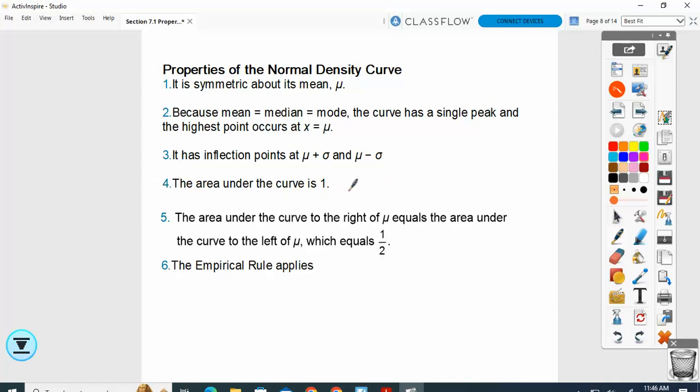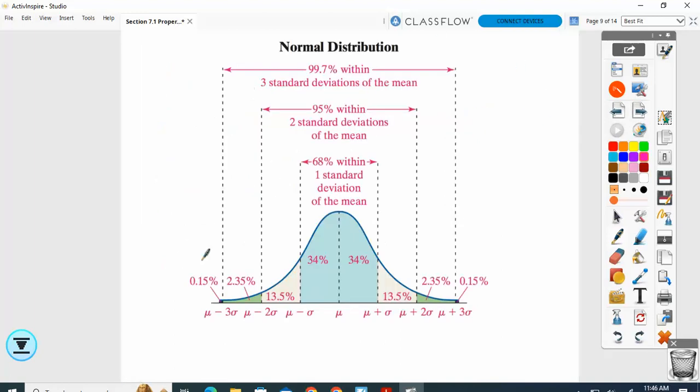The total area under the curve is 1, half above, half below, and we can use the empirical rule because it's bell-shaped. And here's your refresher. We've had that empirical rule before. Remember, 68% was within 1 standard deviation, so half above and half below. 95% within 2 standard deviations, 99.7% within 3.